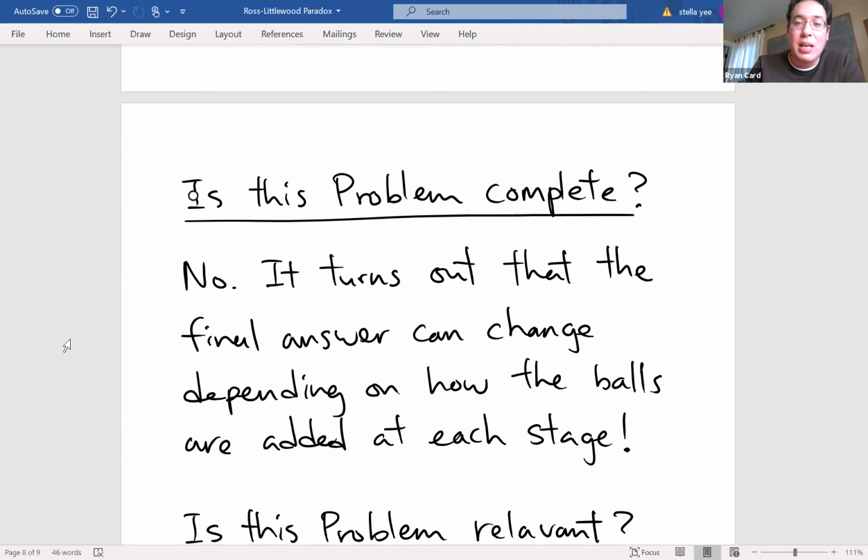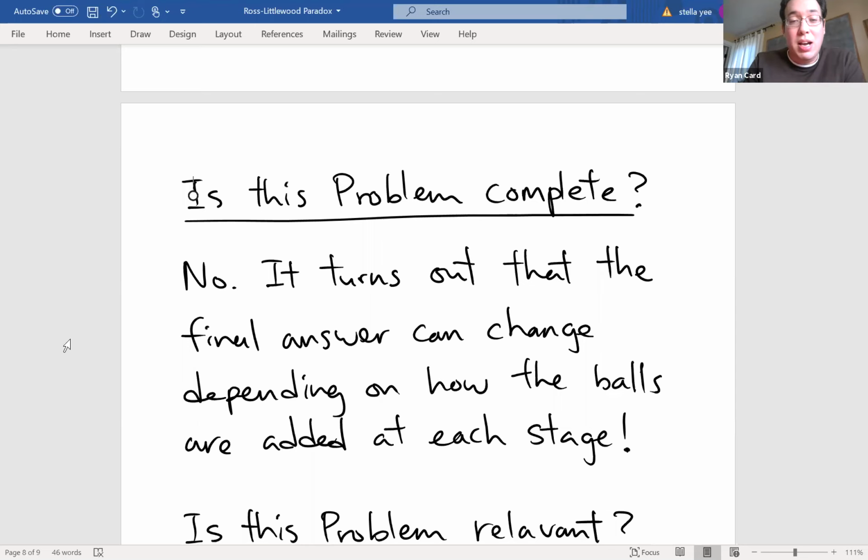In fact, it turns out that the answer that there's no balls left could be changed if you change the process a little bit. For example, if you start adding more and more balls to the urn. So maybe on the first step, you add 10. On the next step, you add 11. And next step, you add 12, and so on. And see if that changes the result.